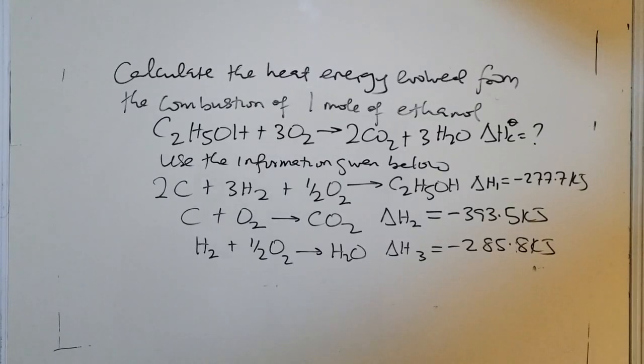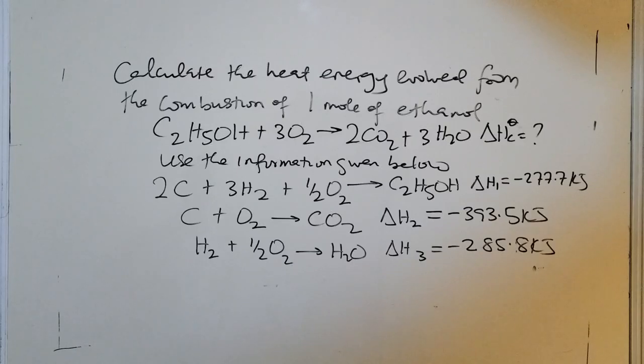So let's look at the problem on the board that says calculate the heat energy evolved from the combustion of 1 mole of ethanol. We have 1 mole of ethanol plus 3 moles of oxygen, giving us 2 moles of CO2 and 3 moles of steam. We're looking for the enthalpy of combustion of ethanol. Remember that enthalpy of combustion is the amount of heat evolved when 1 mole of a substance burns in oxygen. The substance we are concerned with here is ethanol.